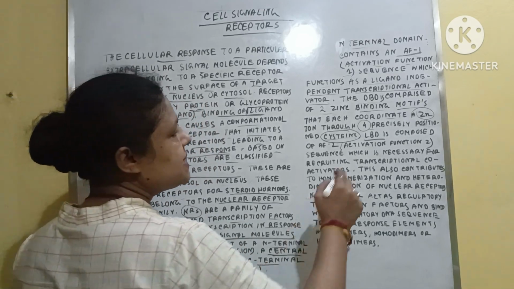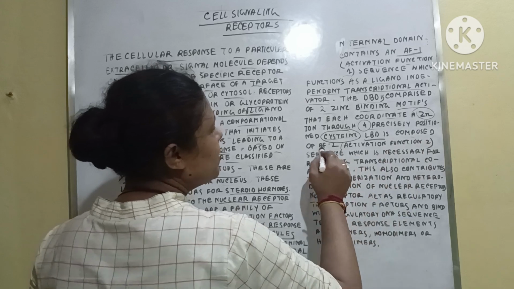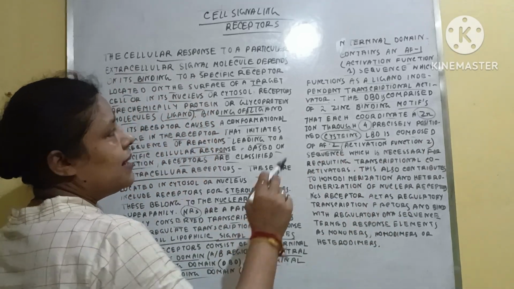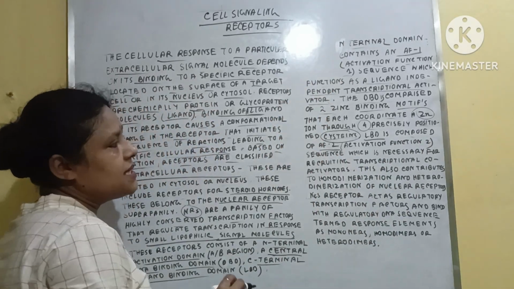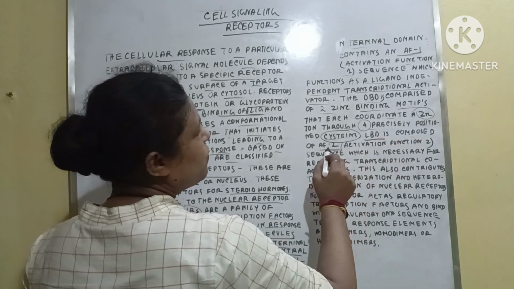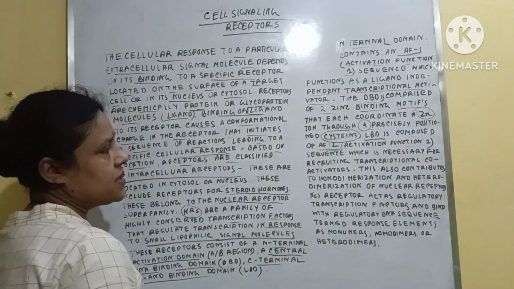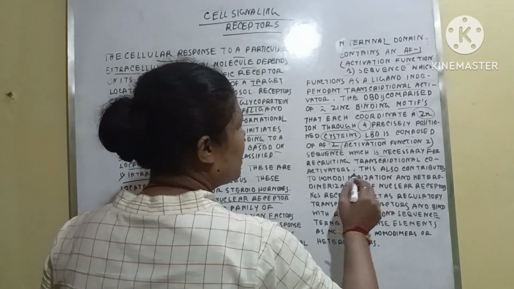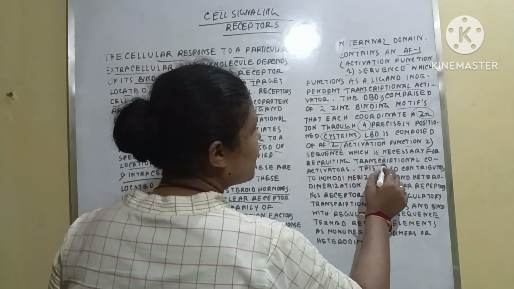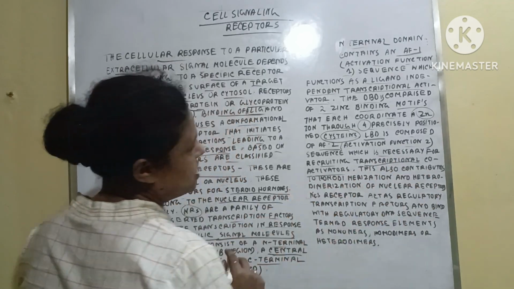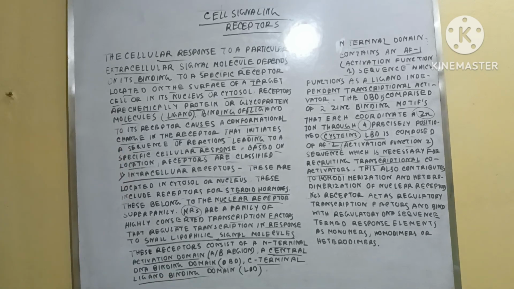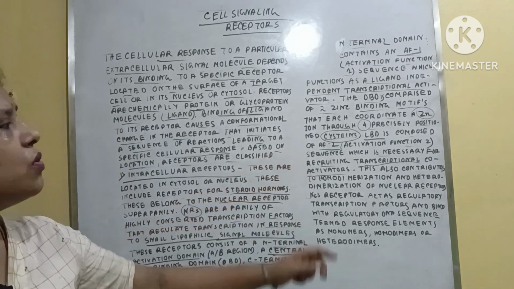And the third one is the LBD. This is comprised of the AF2, like an N-terminal domain. This is called the activation function 2 sequence, and that is necessary for what? Recruiting the transcriptional co-activators. This helps to recruit the transcriptional co-activators.